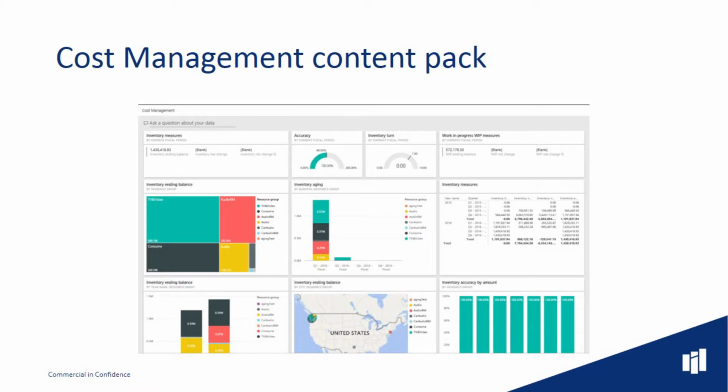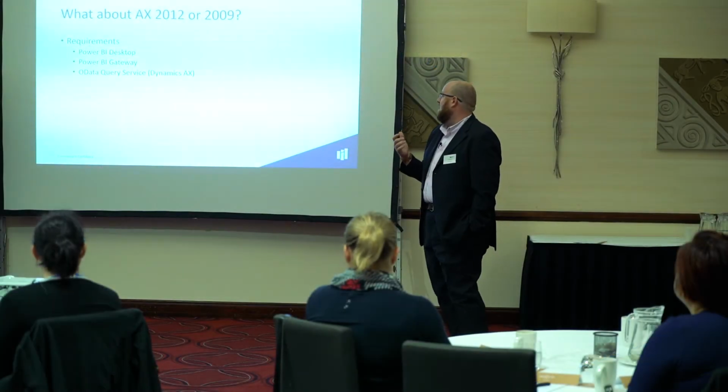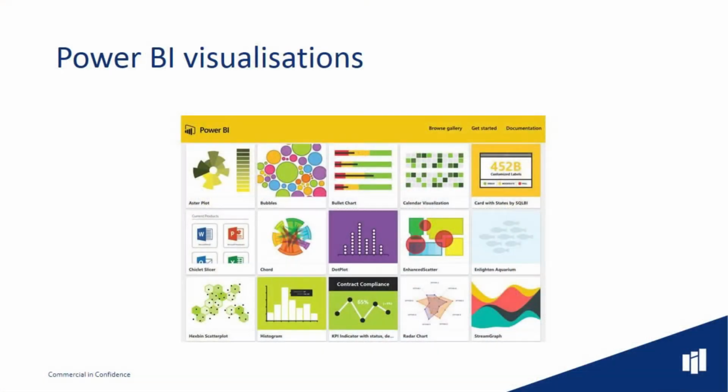The other thing we were thinking about is, well, what about AX 2012 or 2009, which a lot of you are on? There's nothing to stop you using Power BI. You don't have the nice wizard out of the box way of setting up the data sources, but you can install Power BI Desktop. You can install Power BI Gateway as part of your on-premise solution or hosted solution if you have it in a data center. And you can use the OData query service for Dynamics AX to then be able to connect to your data. And then you'll be able to then generate your reports. So you could start doing that straight away.